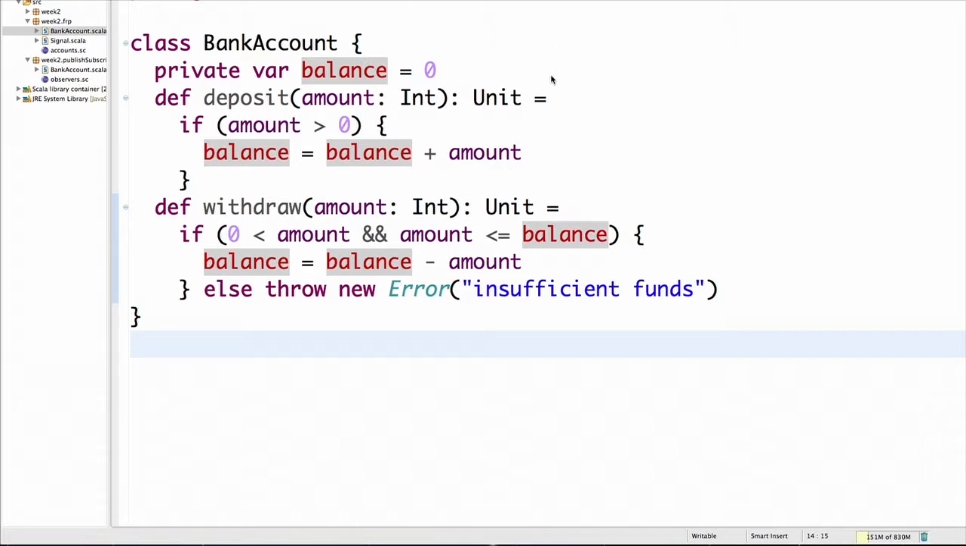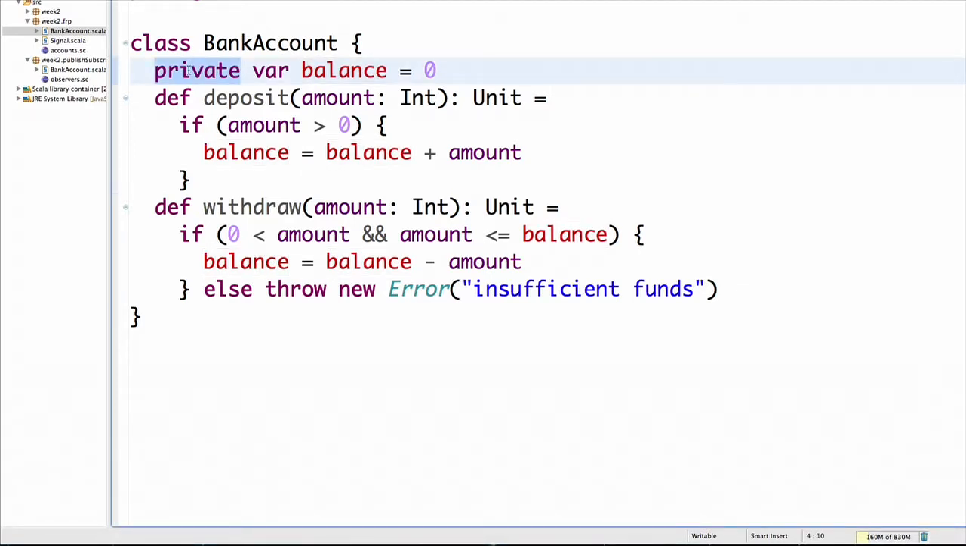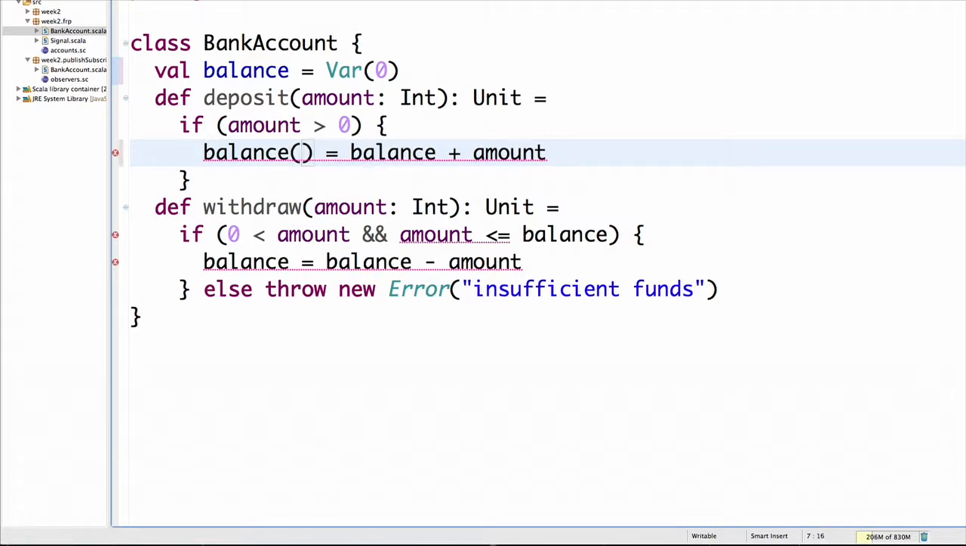How do we make this into a source of an FRP signal? Well, one approach would be to say, let's make balance a signal. So it would be a val, and that would be a var of 0. So balance is still a variable, but now it's a signal. So now we say, well, the deposit method would update that signal. Let's just write it like this for now.